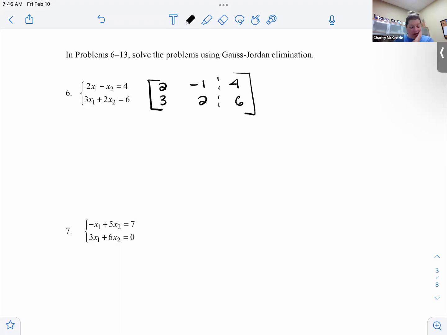Then from there, we have to think about where we want zeros. I would like a 0 to be here, right? And I would like a 0 to be here. That's my goal.